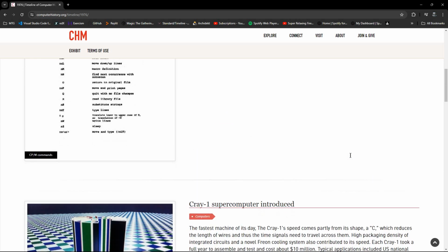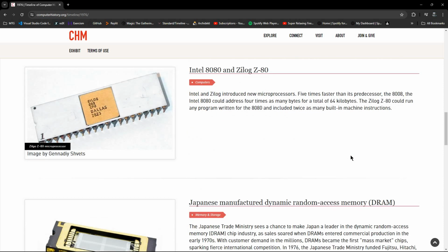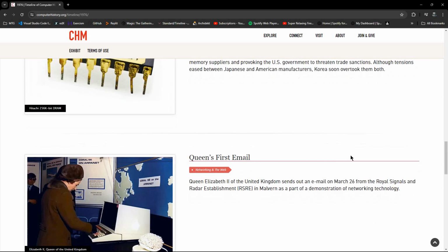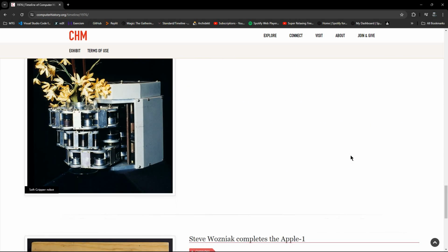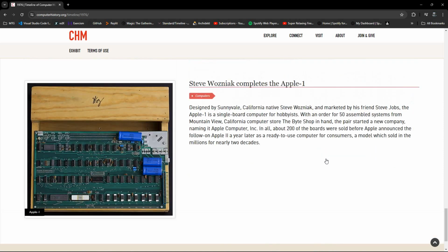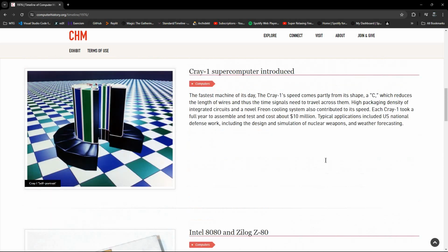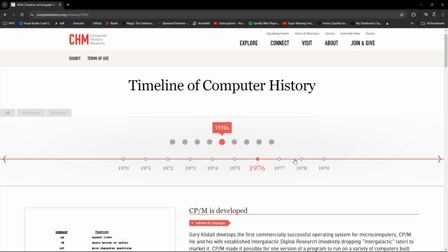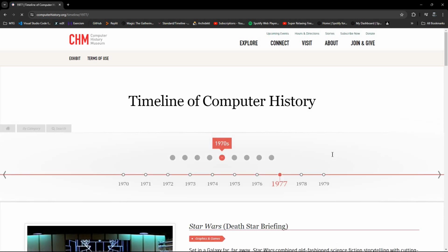Oh, there's CP/M. There's Cray. Interlato 80. Wow, look at all this stuff. Here we go. So that's the Apple I. So wasn't that all the same year?